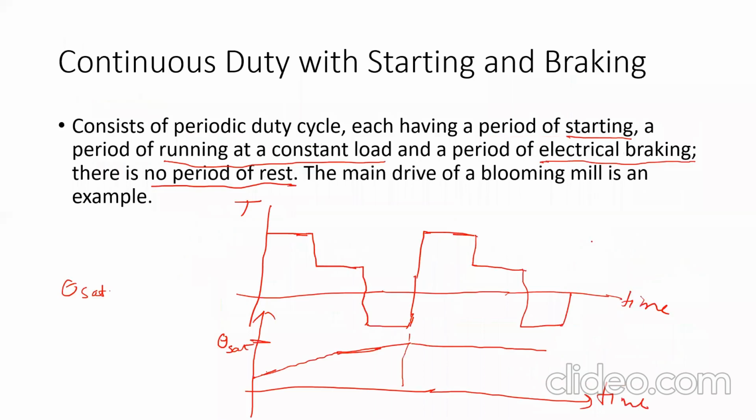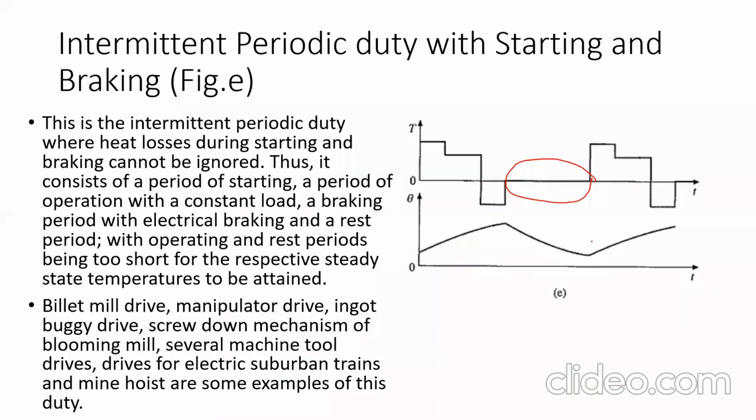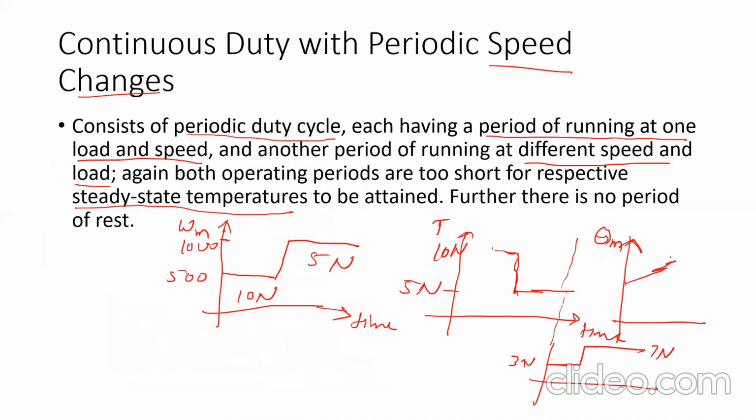For example, in this case, I will show. In this case, the temperature curve is also periodic, but in the last case it may not be like that. Here the second chapter is over.